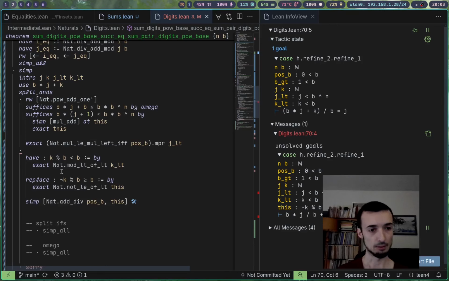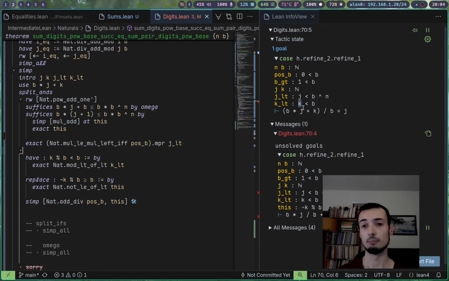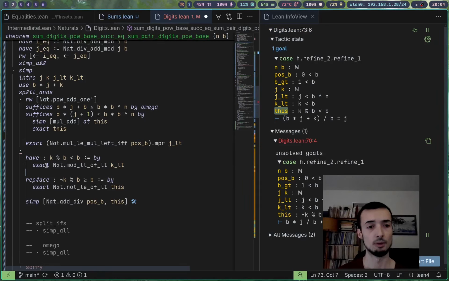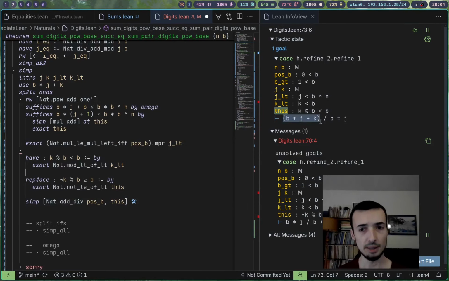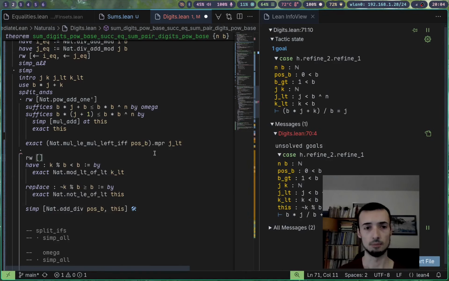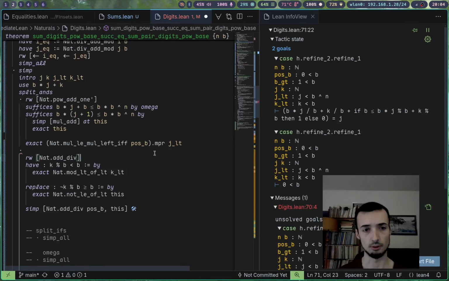Okay, so where we left off, we had this problem. We were trying to prove this equation, and this is true because after you distribute the b, k divided by b with natural division is 0 because k is less than b. We can prove that with a few extra lemmas. First, we have to show that k mod b is less than b, and actually I'm not sure why I showed that. At the end, we wanted b times j plus k. Let's do this in a more straightforward way. This should be Nat.div_mod, or sorry, div_add, addition is first, of course.